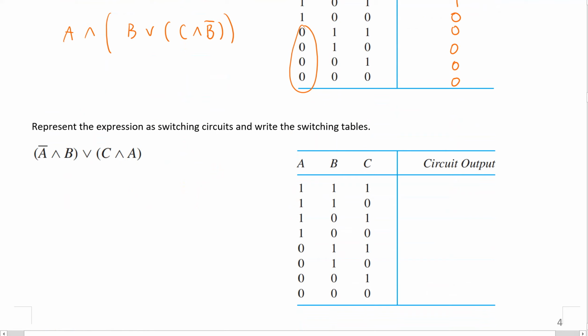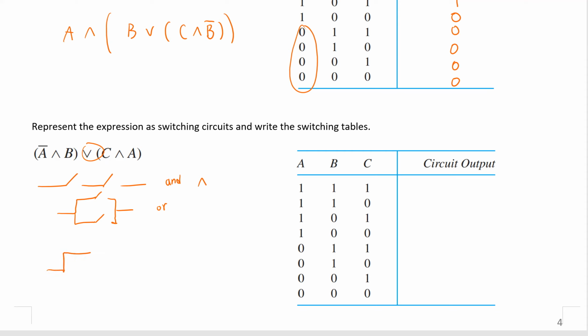Next, represent the expressions. So here we have the symbolic expression. We want to express it as a switching circuit, and we want to write down the switching table. All right, let's see. So if it's and, then we have this guy. So this is what I mean by saying and. Okay. So when do you use or? So or means you separate into two ways. So this is or, which means we separate into two ways.